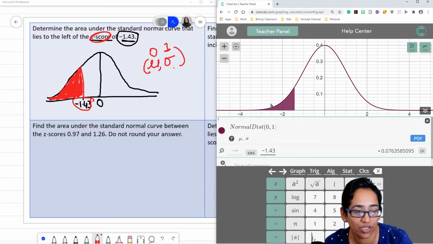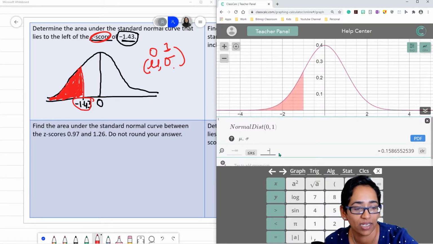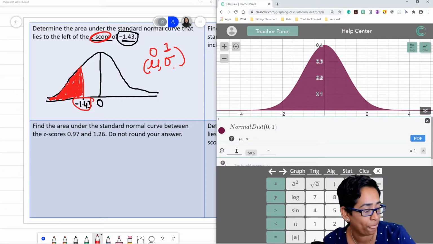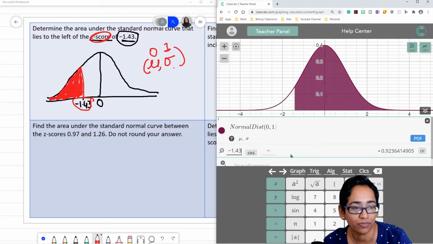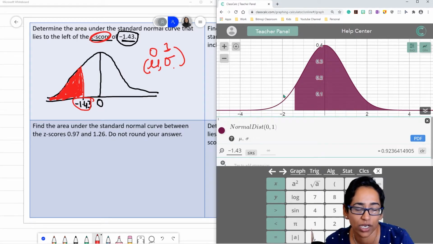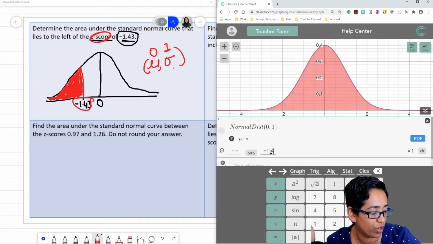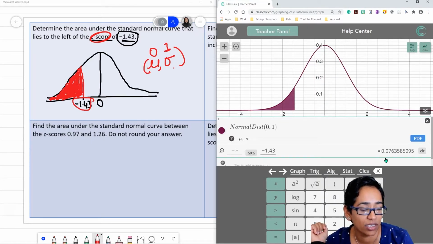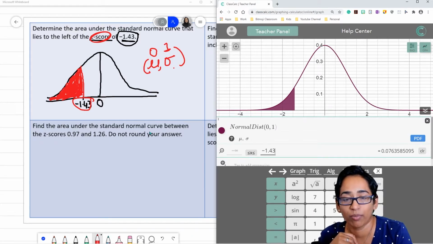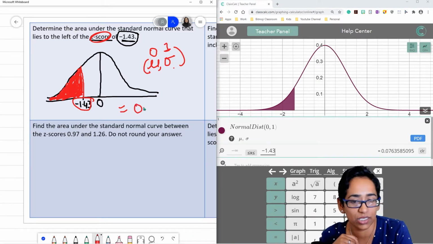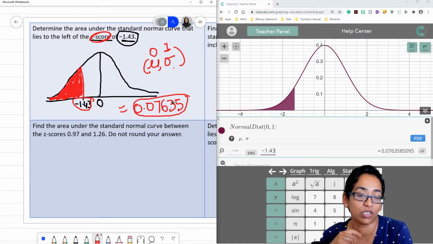Now, do I have area to the left? Yes, I do. Let's just say I try to plug in on the other side, and you'll see what happens. Negative 1.43. You see, I'm getting area to the right. So I do not need area to the right. I want my area to the left. So I'm simply going to go back and plug it right here. Negative 1.43. So my probability is 0.07635, depending on how many decimals they want you to round off.